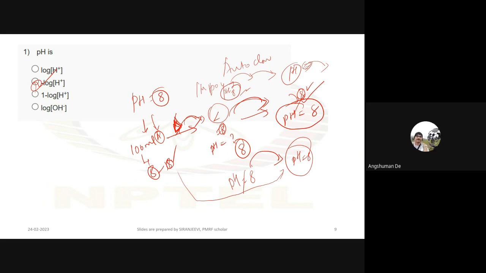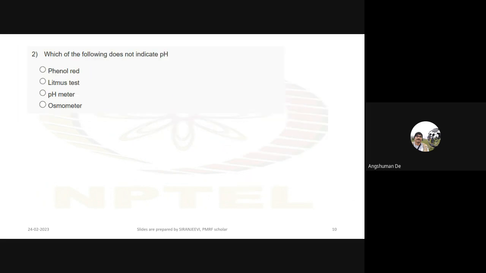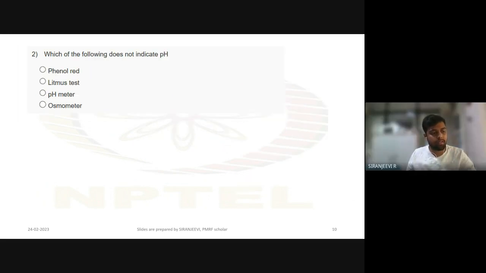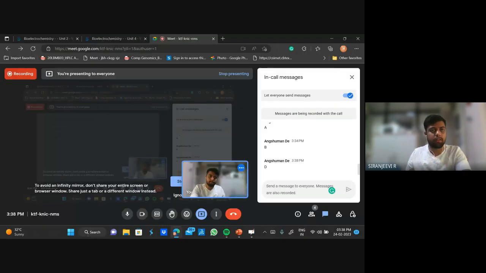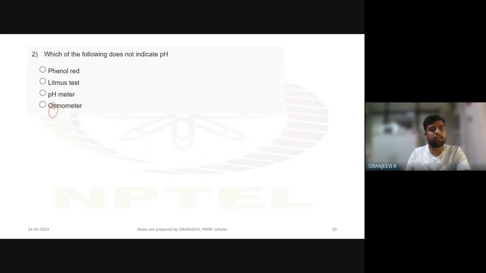Okay. Which of the following does not indicate pH? D. Yes, D is correct. The reason is phenol red also will indicate the pH. And the litmus test, from school days that we have studied, the color changes in the litmus: if it is acidic, one color, and if basic, another color. The pH meter is the exact indication of pH. Based on the H plus ion concentration, that will give the pH.